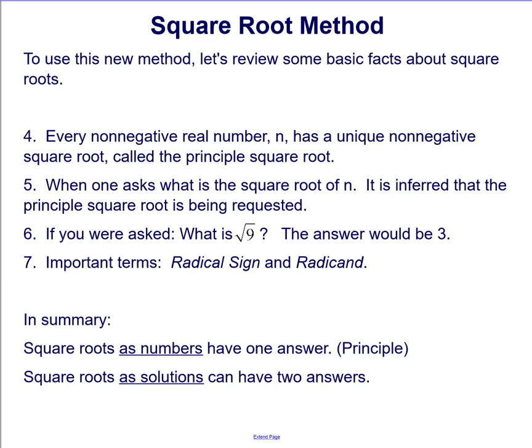Important terms. The square root symbol right here is known as the radical sign, and the number underneath the radical is known as the radicand. So in this case, 9 is the radicand.